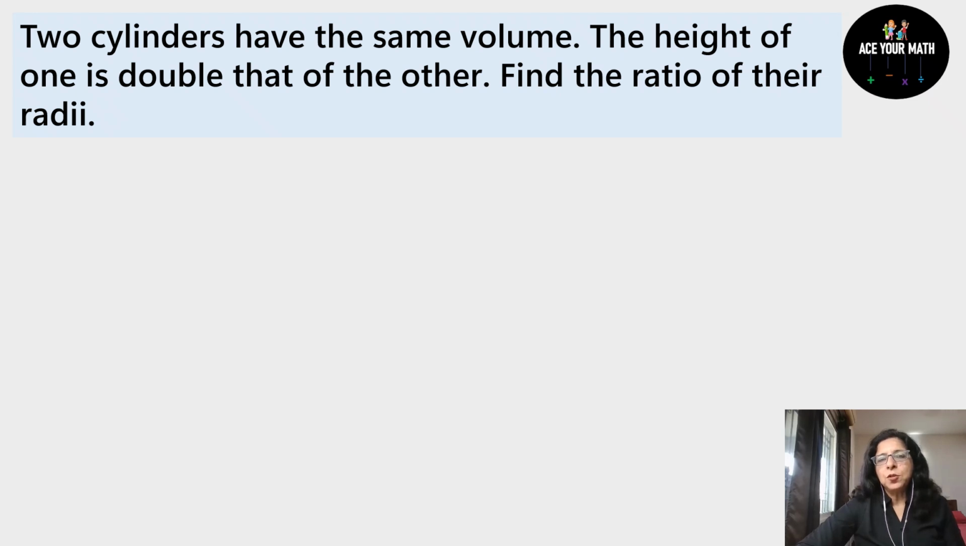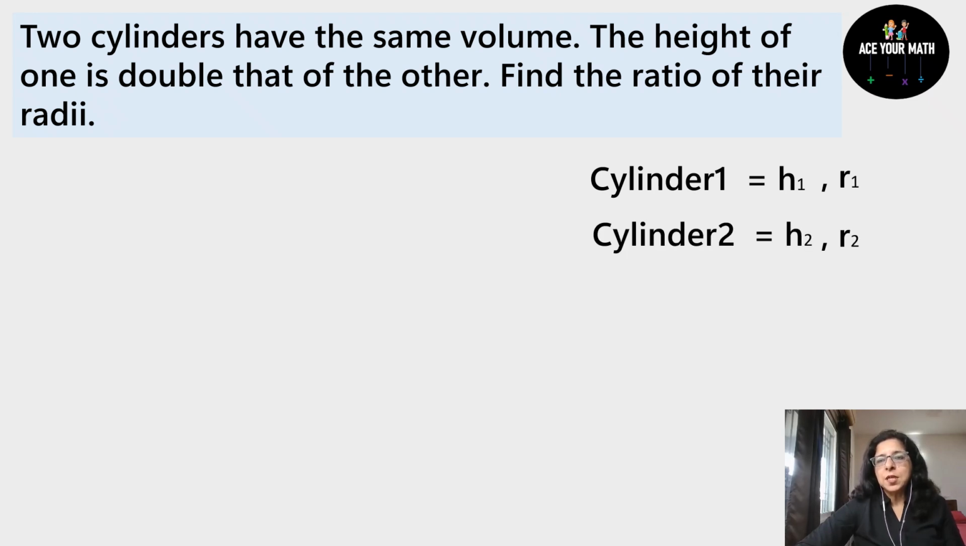So you will assume that there are two cylinders. The height of cylinder 1 is h1 and the radius of cylinder 1 is r1. Same for cylinder 2, you will take height as h2 and radius as r2. It is given that the height of one is twice the height of the other, so you can take h1 as twice of h2.